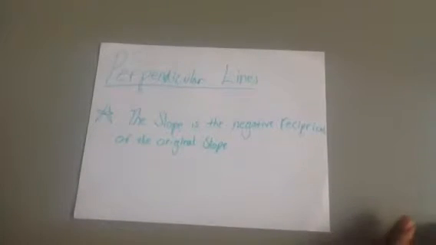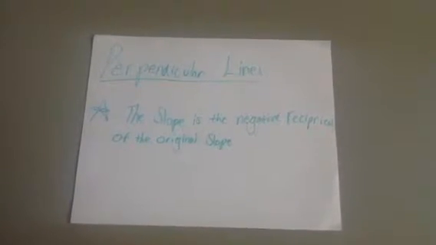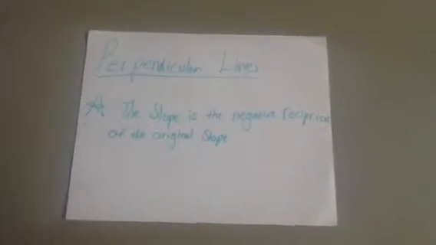Parallel lines have the exact same slope as the original equation. Perpendicular lines have the negative reciprocal of the original slope.